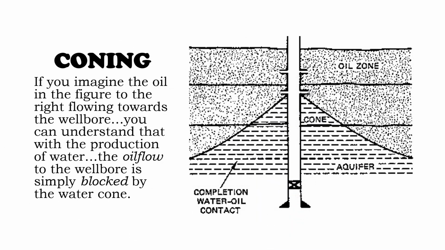If you imagine the oil in the figure to the right flowing towards the wellbore, you can understand that with the production of water, the oil flow to the wellbore is simply blocked by the water cone.